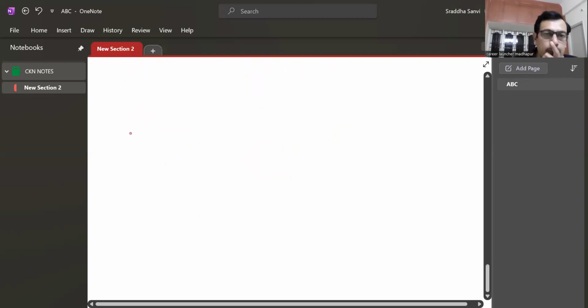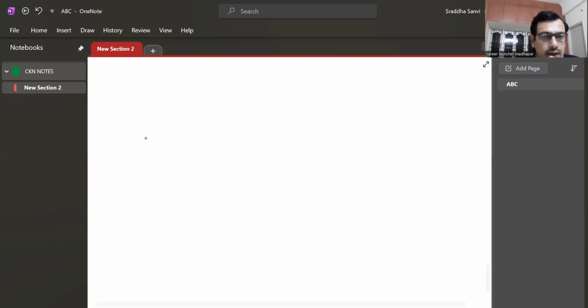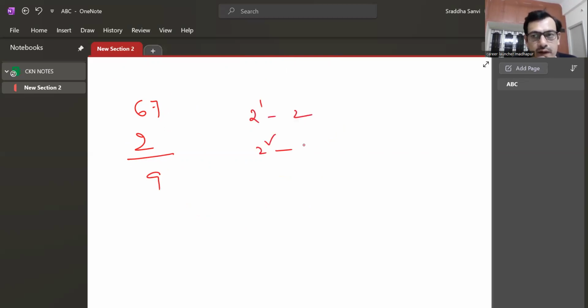For example, there's a question given like 2 power 67 divided by 9. What is the remainder? 2 power 1, 2 divided by 9, 2 remainder. 2 squared, 4 divided by 9, 4 remainder. 2 cubed, 8 divided by 9, 8 remainder. 2 power 4, 16 divided by 9, 7 remainder. There's a negative remainder concept as well. I'm not going deeper, which we will discuss in the classrooms, okay? 2 power 5, 32 divided by 9. What is the remainder? 3 9s are 27, 5.